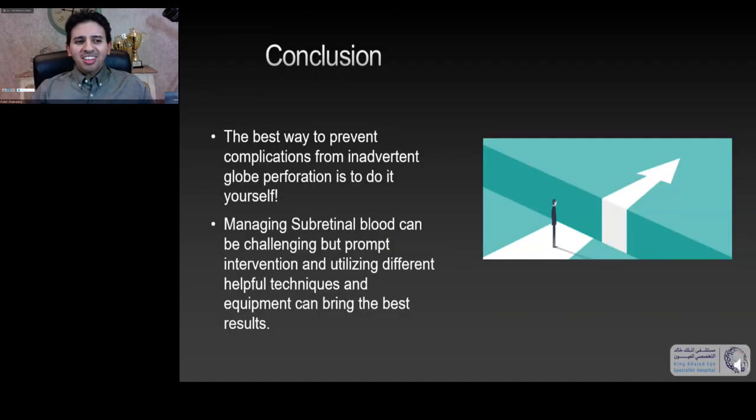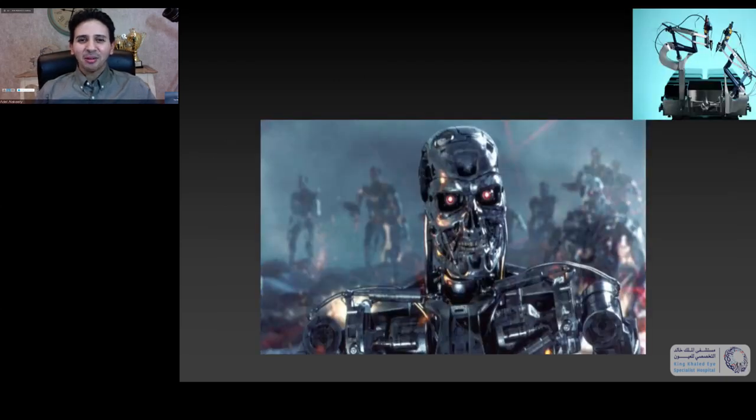So, in conclusion, I think that the best way, as Dr. Ali mentioned earlier, to prevent a globe perforation is doing it yourself. You have to keep this in mind and try to prevent this complication from happening to begin with. It's important to know that managing subretinal fluid can be challenging, but prompt intervention and the utilization of helpful techniques and machines can make this a very fruitful procedure. And keep in mind that if you don't use the best technique in this, you might end up being replaced by the robots that are coming to take our jobs. Thank you very much for your time.